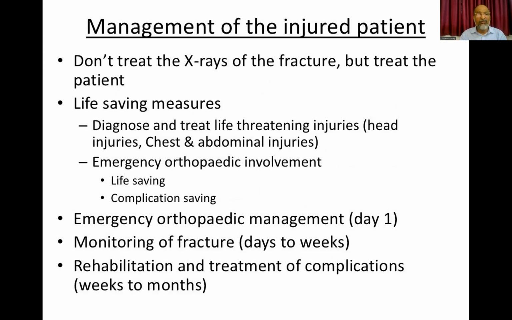So at the site of the accident, the life-saving measures should be done, and a diagnosis made and treatment given for life-threatening injuries like head injuries, chest injuries, abdominal injuries. This is to be given the priority. And sometimes emergency orthopedic involvement is needed, like a dislocation of the hip joint, which needs emergency orthopedic management. Then you have got the emergency orthopedic management, that is of day one.